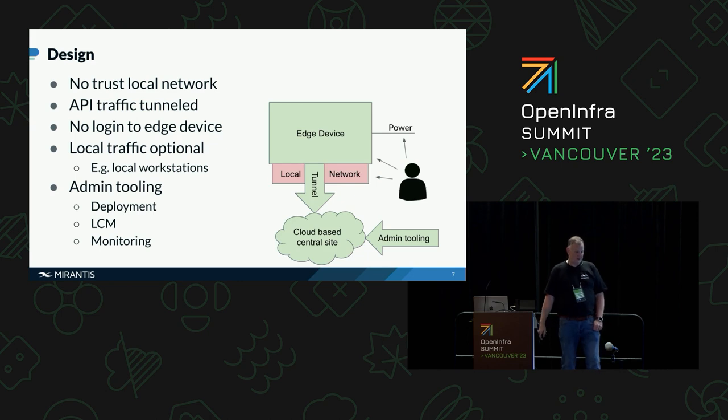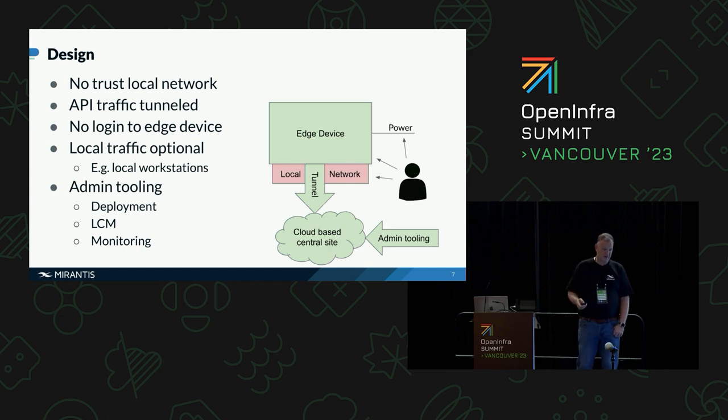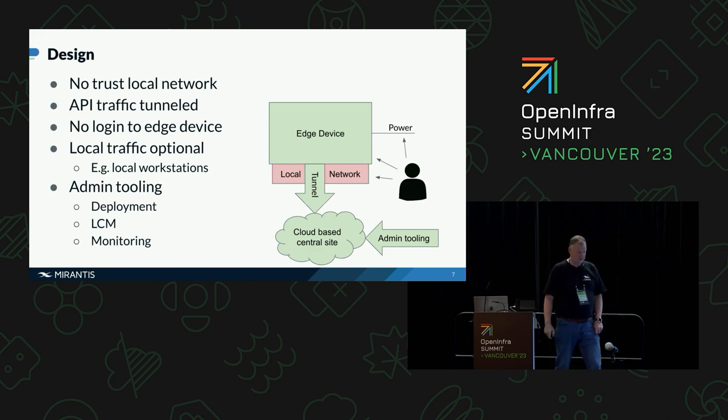So, the idea is to have no login to the edge device. There are no SSH keys on it, no SSH permission, so people cannot do this. The edge device is only supposed to offer the service it is built for. Then we have local traffic optional. This would be, for instance, if we were to have a port that allows connectivity to things like a point of sales register or so. And then admin tooling that would be on the remote side of the environment.